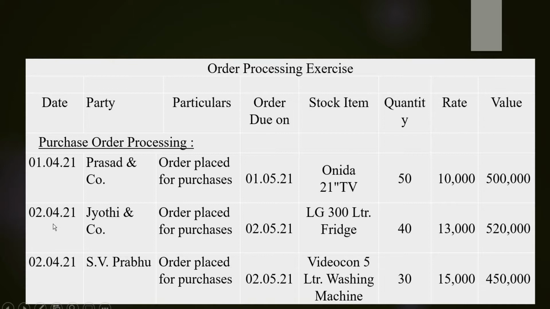The next transaction, this is on 2nd of April. Party name is Jyoti and Company. Order placed for purchase. Order due, it is on 2nd of May. Stock item is LG 300 liter fridge. Quantity is 40, rate is 13,000. Right now we will do this particular recording.